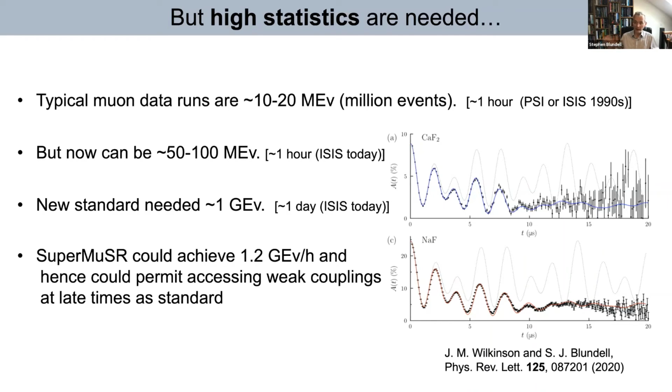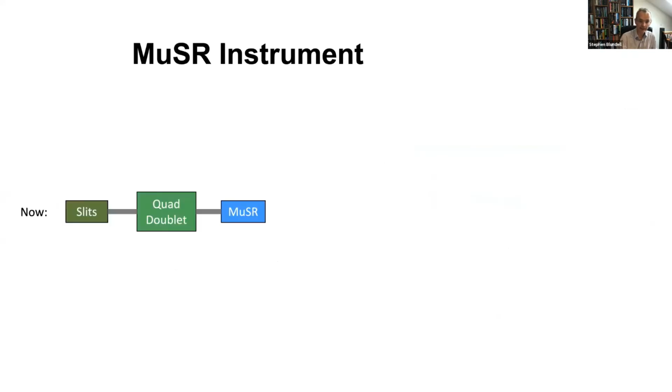SuperMuSR would be able to achieve this in under an hour. So this would be the new gold standard, this kind of statistics. And of course, if you counted for longer, in a day, you could count 30 billion events. Now, this allows you to access these weak couplings that only show up at late times as standard. Whereas at the moment, it's really rather an exceptional thing. You have to blow all your beam time on counting out to very long times. So this isn't just more statistics because we want to just measure things more accurately because we're physicists and we like doing accurate measurements. This really shows up new stuff, and weak effects where there's a lot of important physics show up when you have high statistics.